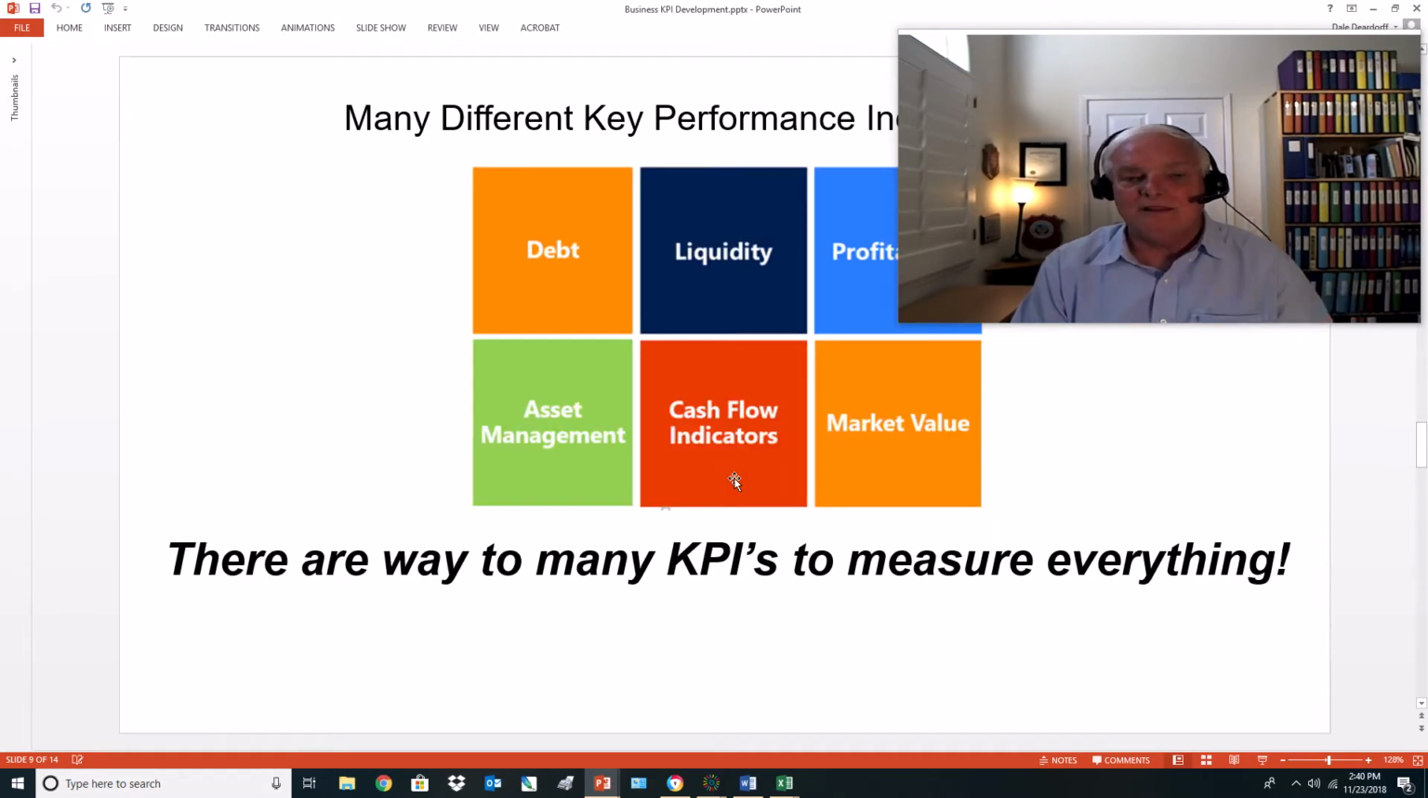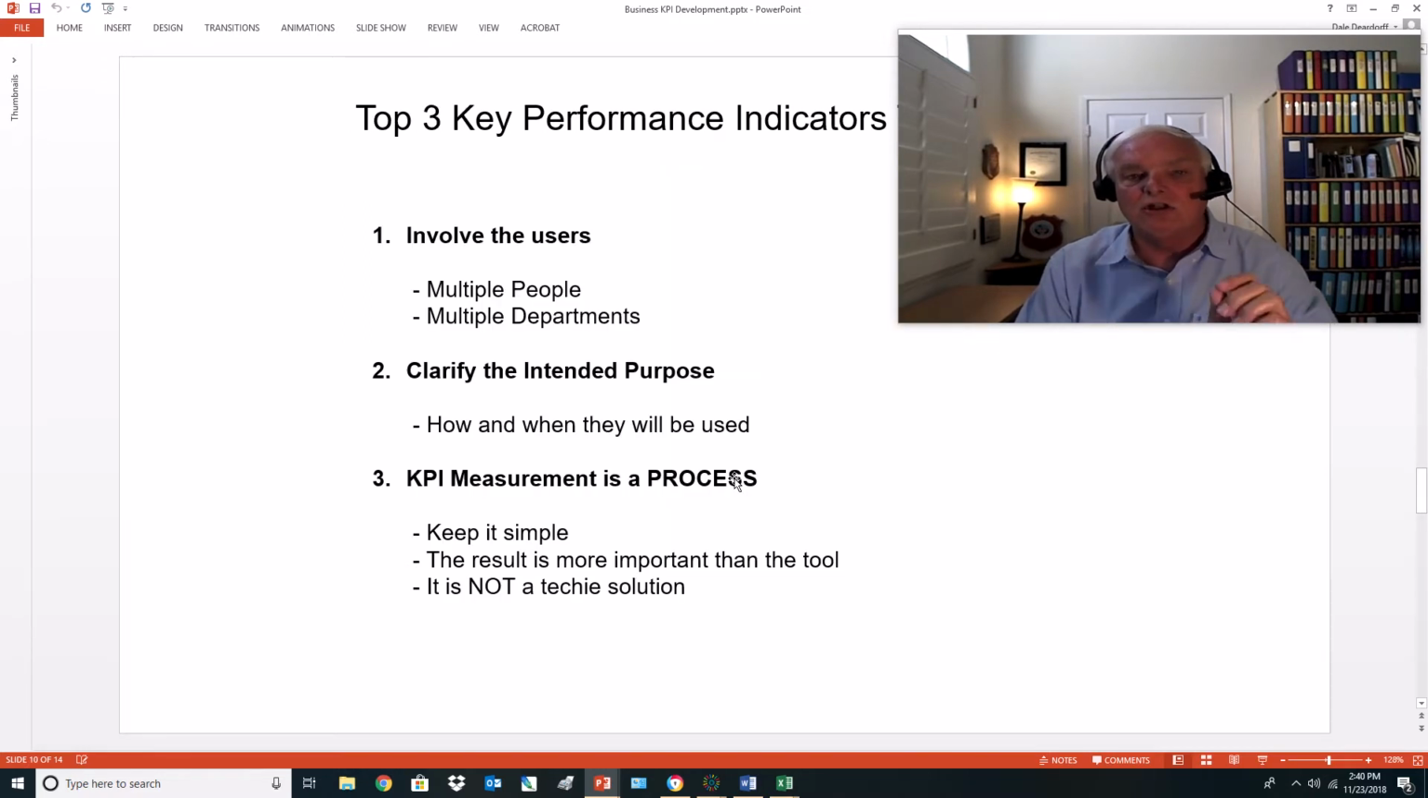And the other thing is, there are a ton of KPIs out there. You can look and there's probably a list of 100 to 200 depending on what website you go to. So there are way too many KPIs to measure everything. Look for the things that are important for you.